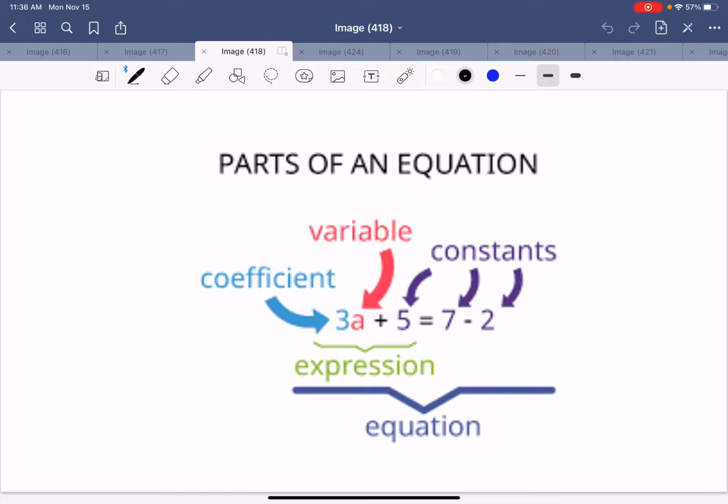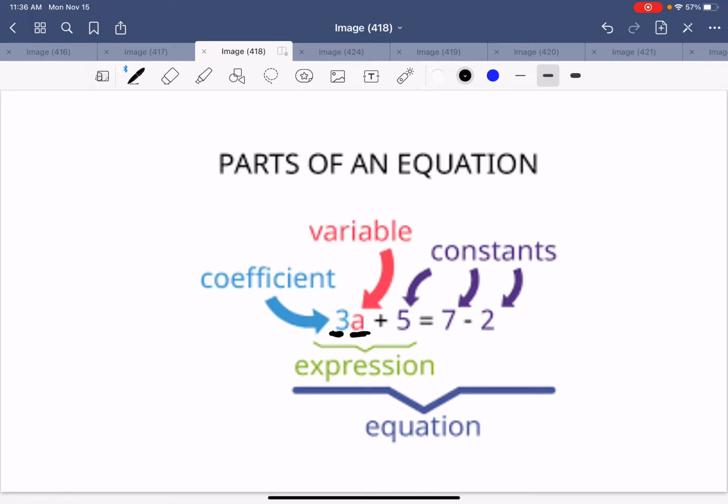First of all, right here, you'll see that we have our variable, which is just anything that represents a number, represents a quantity. Then we have our coefficient, which is the number that is attached to the variable. It's dependent on it. If you think about like a copilot or codependent, it depends on the other number.